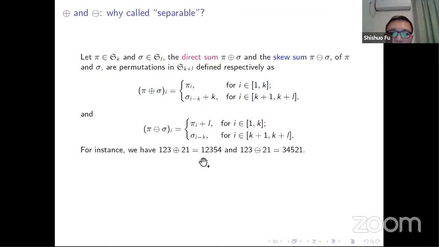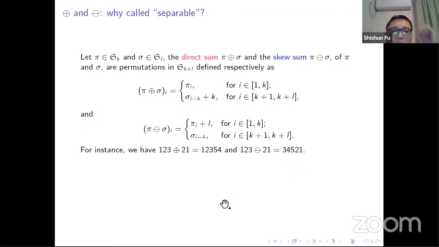I have an example here. So 1, 2, 3 direct sum with 2, 1 is 1, 2, 3, 5, 4. Essentially, what you do is you take your second permutation sigma and you raise it up by exactly the length of pi. And for skew sum, you instead lift up your first permutation pi by exactly the length of the second permutation sigma. For example, 1, 2, 3 skew sum with 2, 1 is 3, 4, 5, 2, 1.